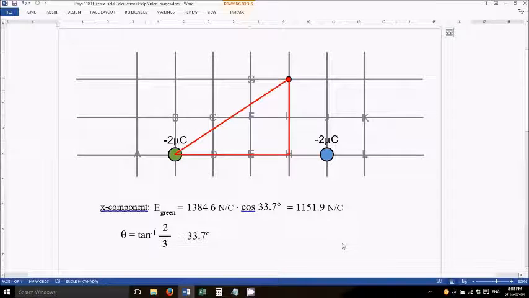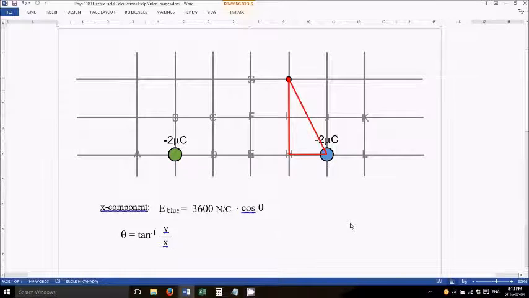So now we can go ahead and do the y component. So to get the y component, we take the field magnitude and multiply it by the sine of 33.7 degrees, and that gives us 768.2 newtons per coulomb. So that's all the information we're going to need for the green charge. Now we have to do it all again for the blue charge. So let's do that now.